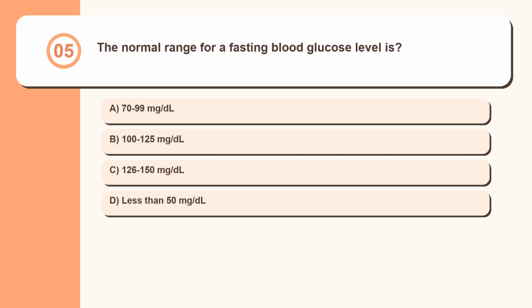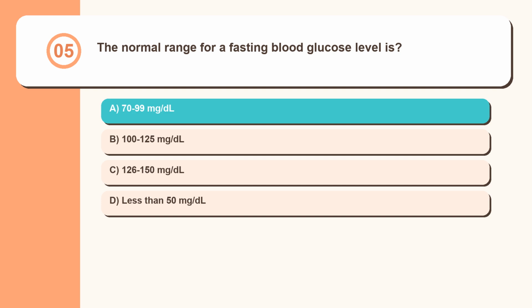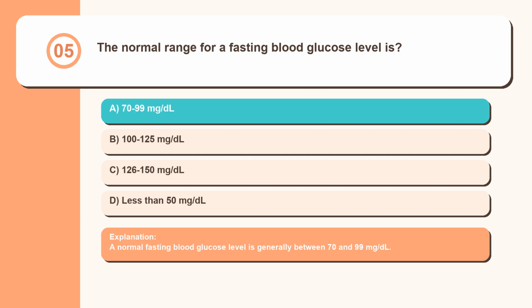Question 5. The normal range for a fasting blood glucose level is 70 to 99 mg/dl, 100 to 125 mg/dl, 126 to 150 mg/dl, less than 50 mg/dl. A normal fasting blood glucose level is generally between 70 and 99 mg/dl.